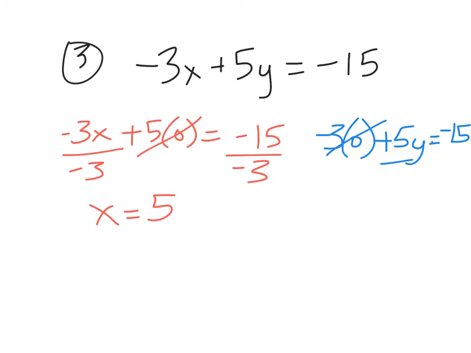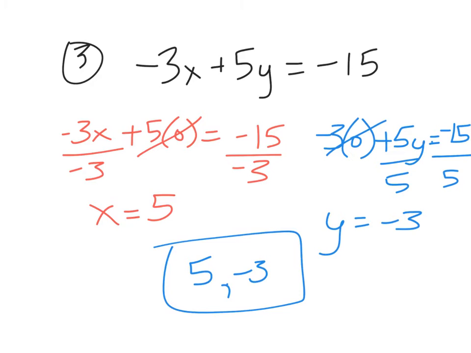So that's gone. Divide by 5. So y equals what? Negative 3. So my x-intercept is 5. My y-intercept was negative 3. There's your answer. All right, feel like you got a handle on those?